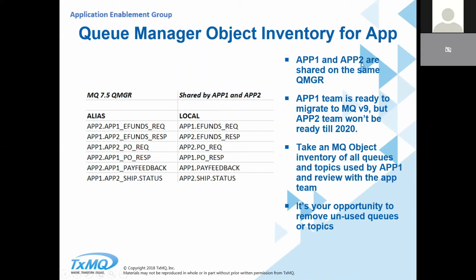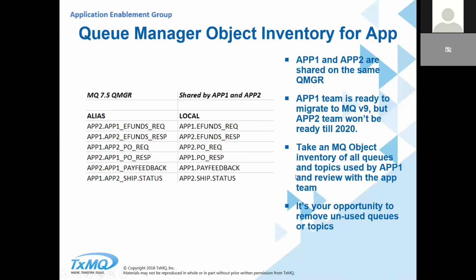In this case, let's say that you've got a queue manager, which always happens. It doesn't matter what version it is in many ways, but it's shared by, in this case, application 1 and 2. App 1 and 2 are shared on the same queue manager. App 1 team is ready to migrate to version 9, but App 2 team won't be ready till 2020. These things happen all the time. And in the end, the decision is made, okay, we'll upgrade this one application team and we'll wait for App 2 team to be ready in 2020.